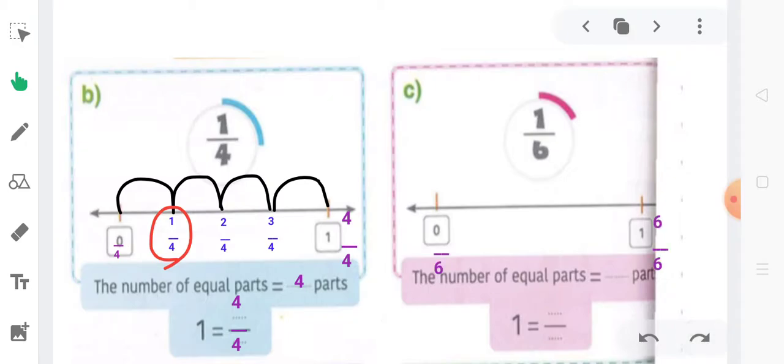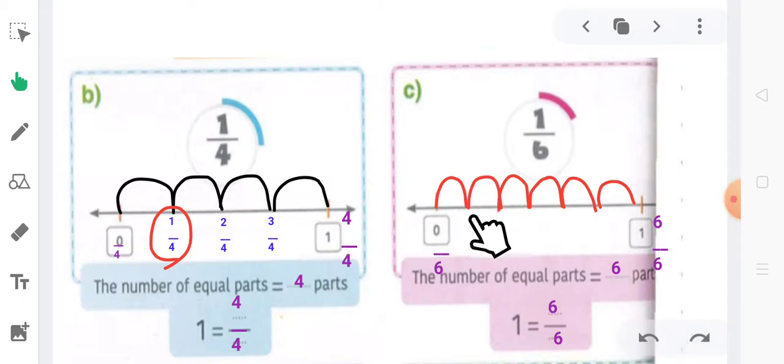Okay, then I convert 1 into 6 over 6, or 6 sixths. So the number of equal parts is 6, and 1 equals 6 over 6. Okay, let's draw the jumps. How many jumps? We have 6: 1, 2, 3, 4, 5, and 6.